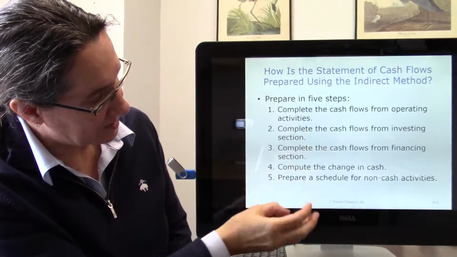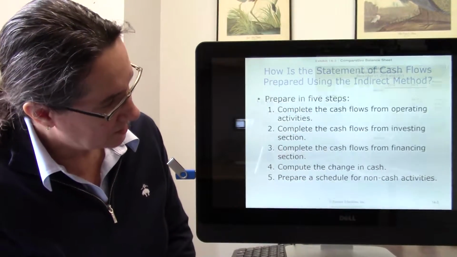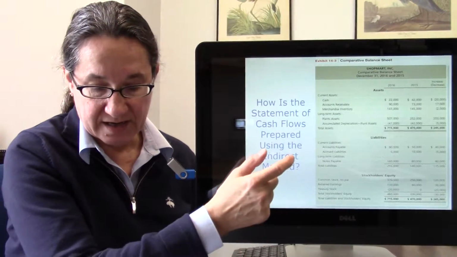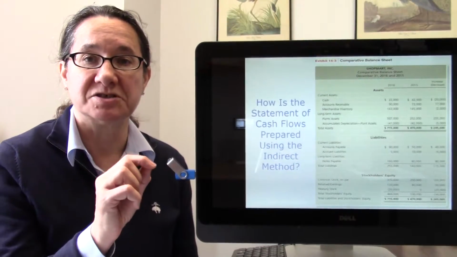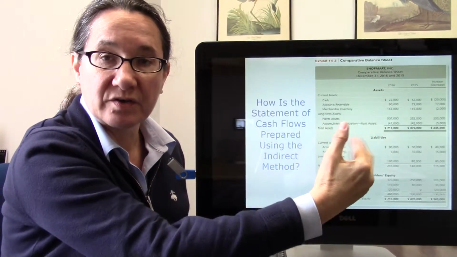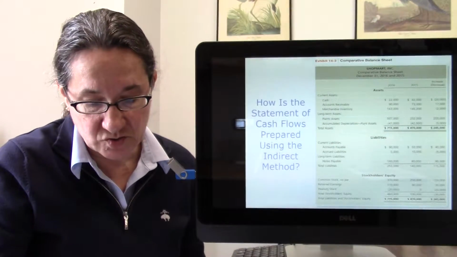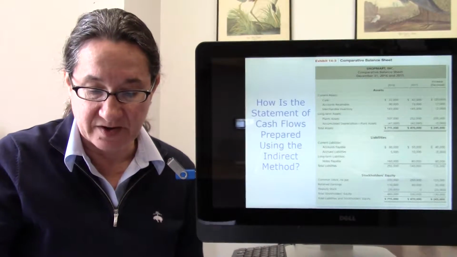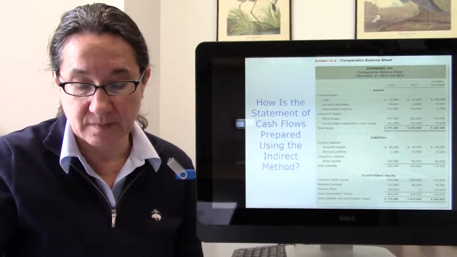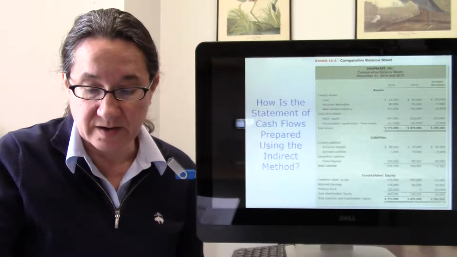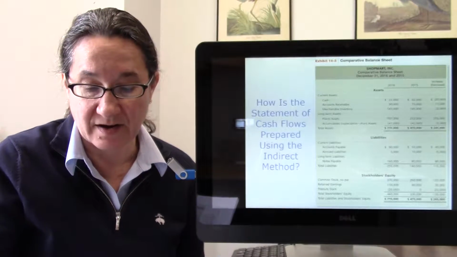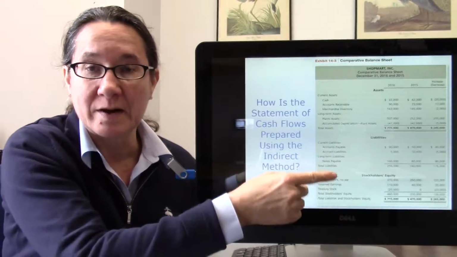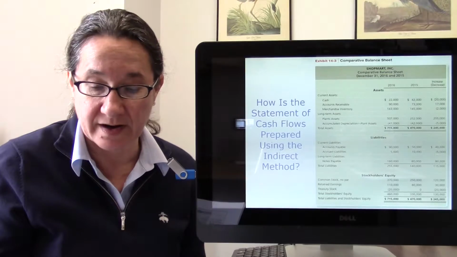This is how you do the entire section, all three sections. First thing you need is a comparative balance sheet, which means you've got two years. It shows you the increases and decreases in the various accounts, right? So this is the information you need. You see your changes in your current assets. Well, that $20,000 change in cash is what we're going to explain.